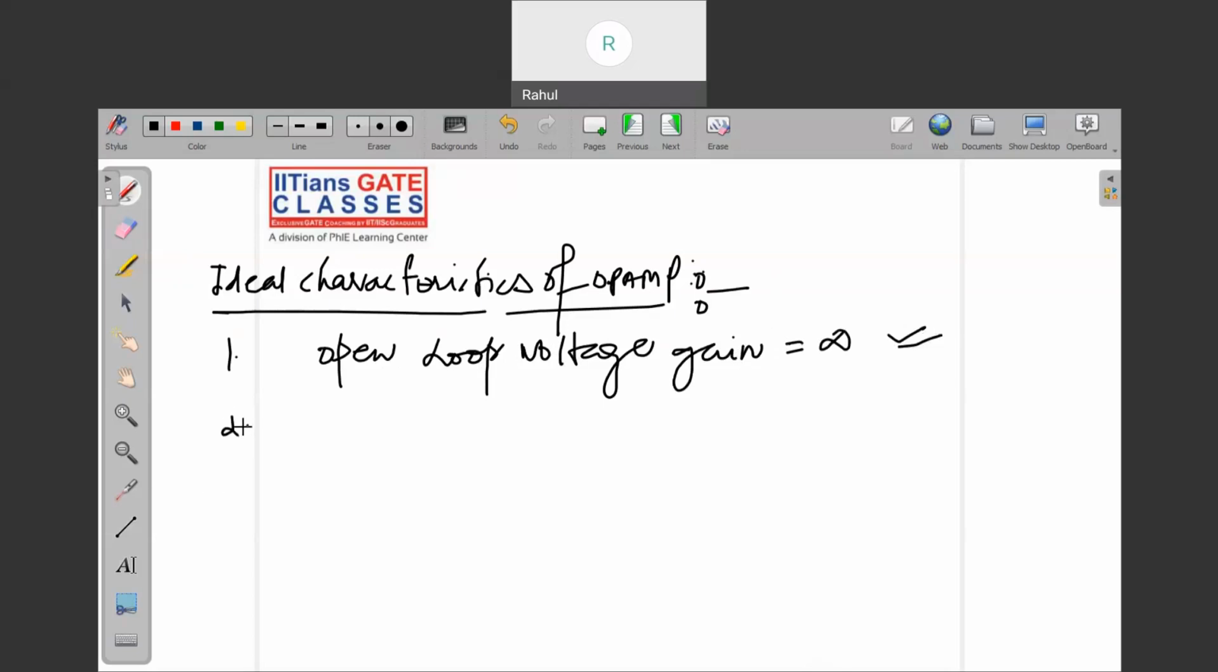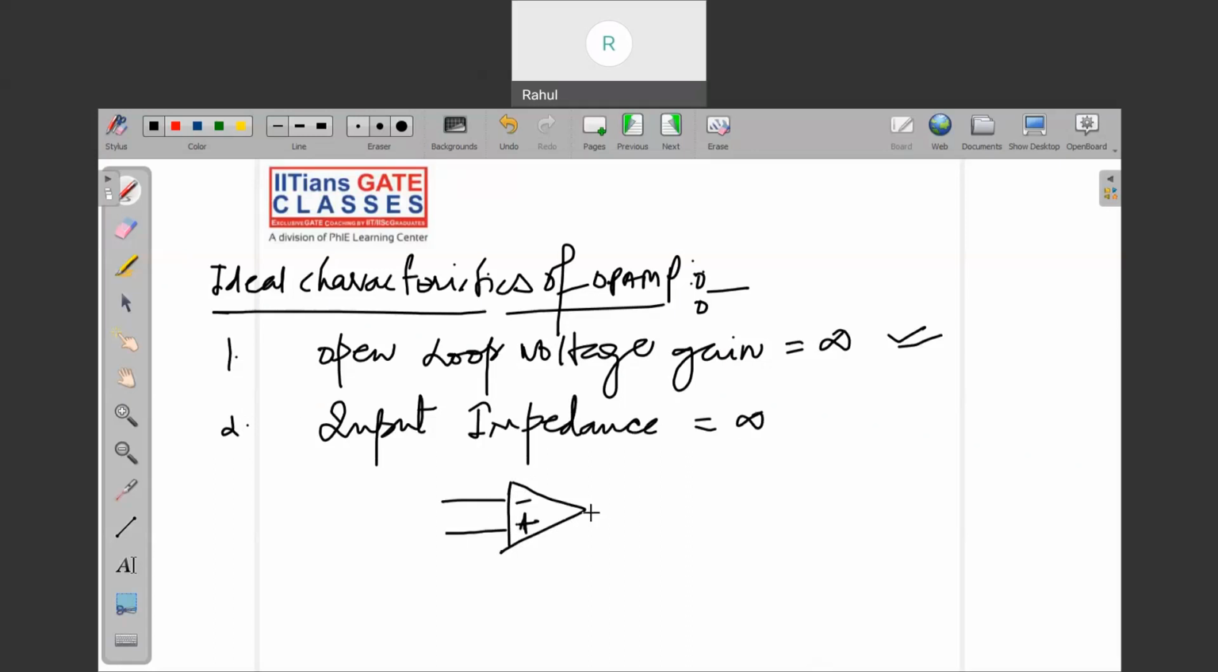The second is that it has infinite input impedance. The input impedance of the op amp should be infinite. Any op amp must have high input impedance, because the op amp is inherently a voltage controlled voltage source. So this is our second requirement for the ideal case.